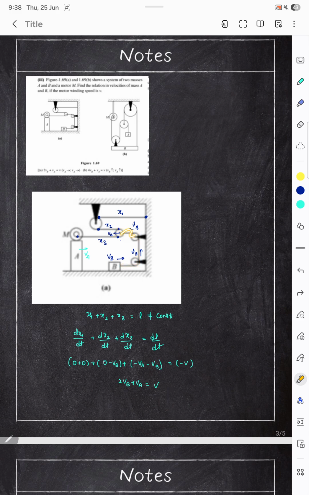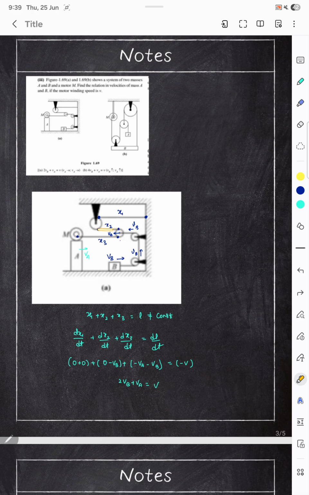So all this information we are using in this equation. Let's check dx1 by dt. This dx1 by dt represents the rate of change of x1. x1 has 2 points. The first point is connected to a wall, and the other point is connected to this pulley. These 2 points are fixed. That's why dx1 by dt is not changing, and its value will be equal to 0 plus 0, which means its velocity is 0.